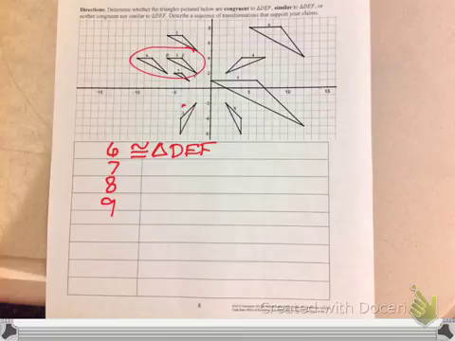So what am I doing to get DEF on top of 6? Translation. Get it together, Shafi. It's a slide of how much? 2 units. 4 to the left. Wait, which one's 2?